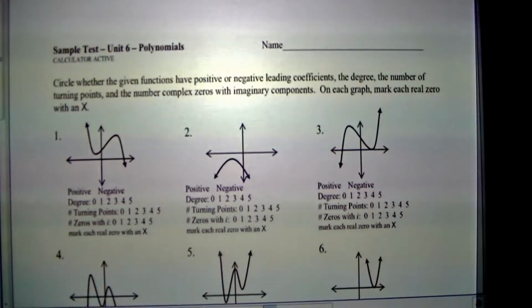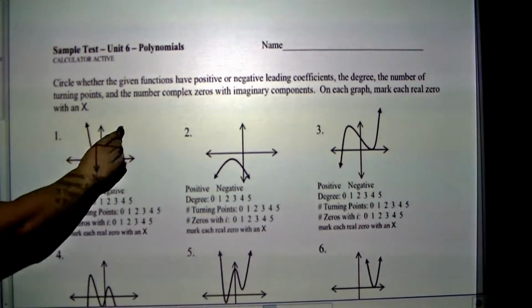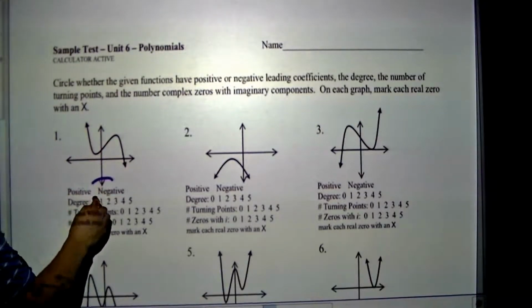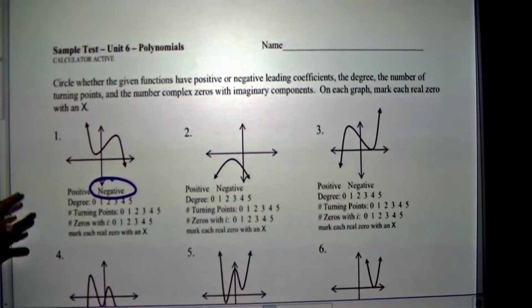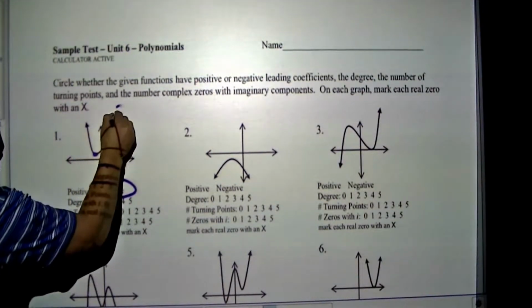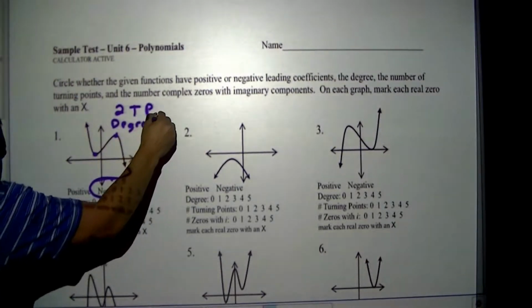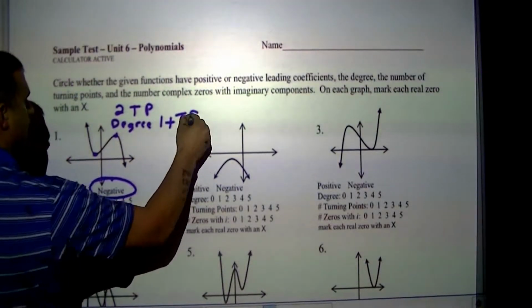All right, so for instance, that's sort of like a line. The end behaviors is what we're looking at. All the stuff in between doesn't affect that. So that's going to be negative. The degree, here's how you figure out the degree. You look at the turn points. You have two turn points. The degree is going to be 1 plus the turn points, okay? 1 plus the turn points.